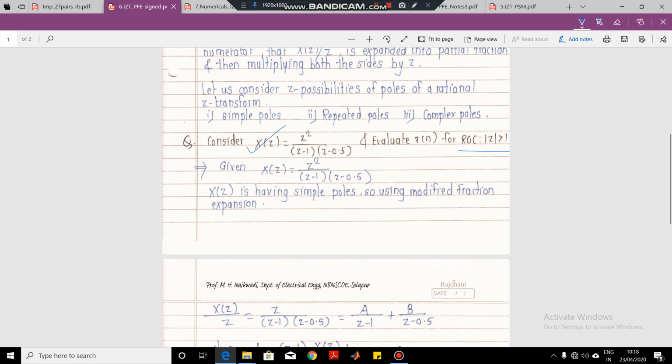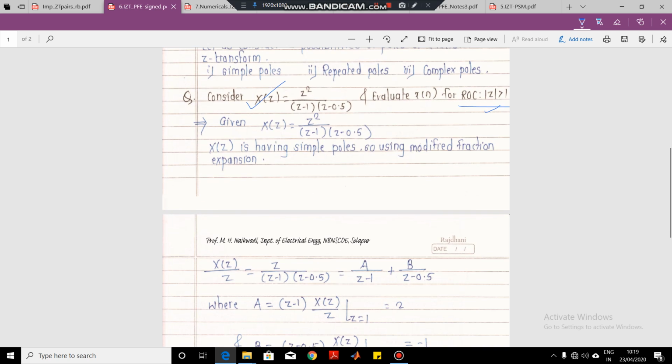Here the ROC is given and we have to take the hint. The ROC is mod of z greater than 1. Greater than indicates that the answer should be a causal signal, because it is a property of ROC. When the ROC is exterior of a circle, that is mod of z greater than a, it corresponds to a causal signal. And whenever the ROC is mod of z less than a, that is interior of a circle, it corresponds to a non-causal signal. So in our case, we should get a causal signal corresponding to this X of z. So let us try to solve this numerical.